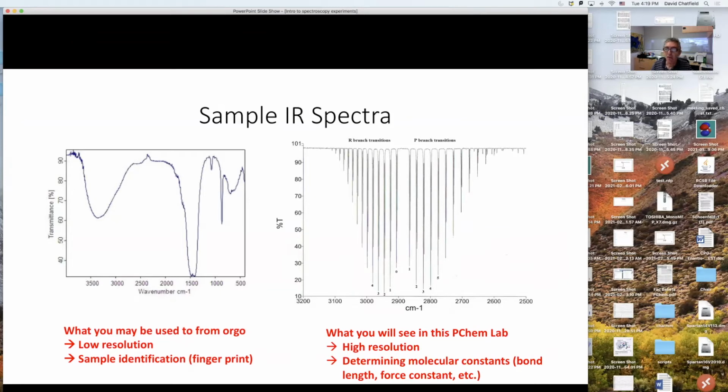They're highly resolved for a couple of reasons. One is that they're gas phase, not condensed phase. Another is that HCl is a diatomic, a fairly simple thing. And we have a very highly resolved, very powerful spectrometer. So we'll interpret this to get all the data that I just mentioned.